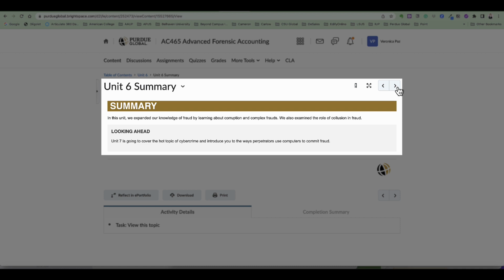Then looking ahead at Unit 7, we're going to go over cyber crimes and introduce you to ways in which perpetrators use computers to commit fraud.